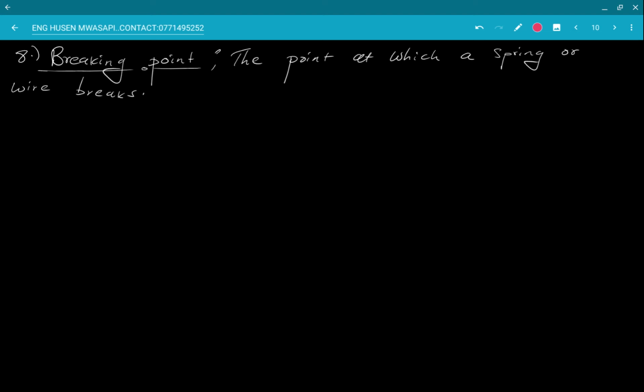But anyway, the breaking point is simply just a point at which a spring or a wire breaks. Okay, so that's the breaking point. It's that point whereby you put a certain force out, just to make that wire or spring break. So that's the point at which the spring or wire breaks, literally. Alright, let's move on to the next term, because this one is a bit simple to understand.